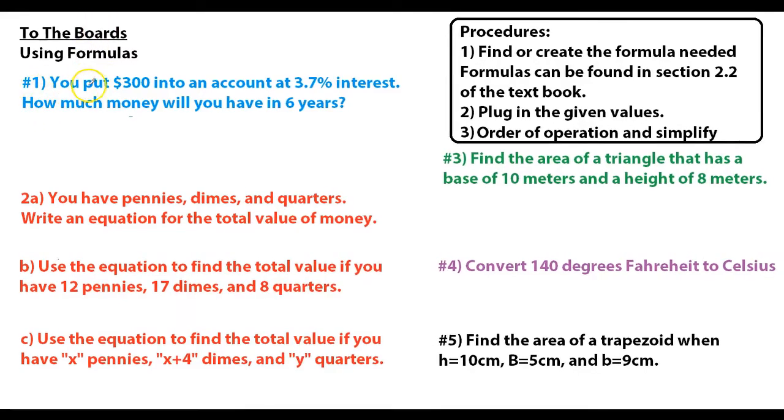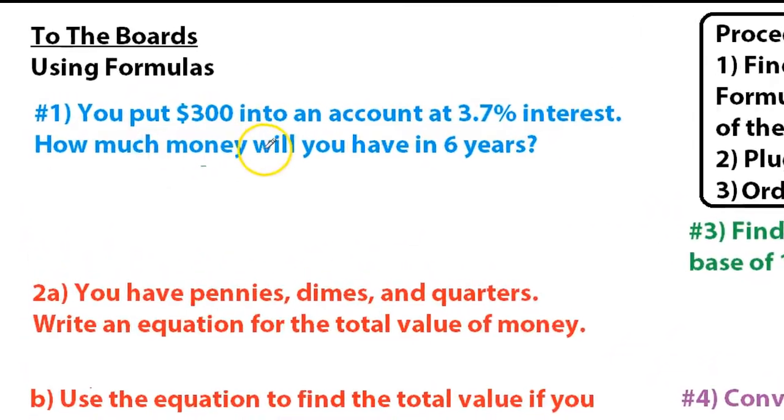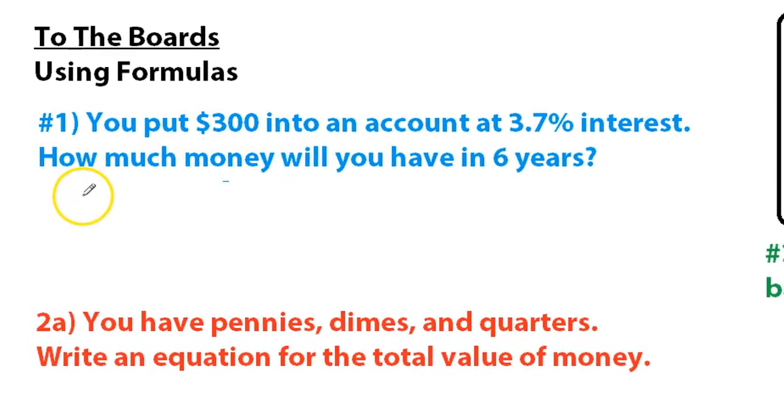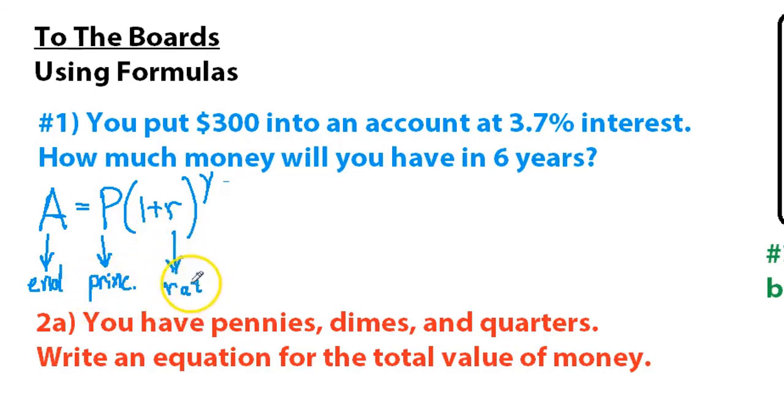Let's work on question number 1. You put $300 into an account that gets 3.7% interest. How much money will you have in 6 years? Well, let's find out. Step number 1 is to find or create the formula needed. Now, the formula is in section 2.2. The formula for interest is A equals P times (1 plus R) raised to the Y power, where A represents the ending amount, P represents the principal amount, or the starting amount, R represents the rate, and Y represents the number of years.